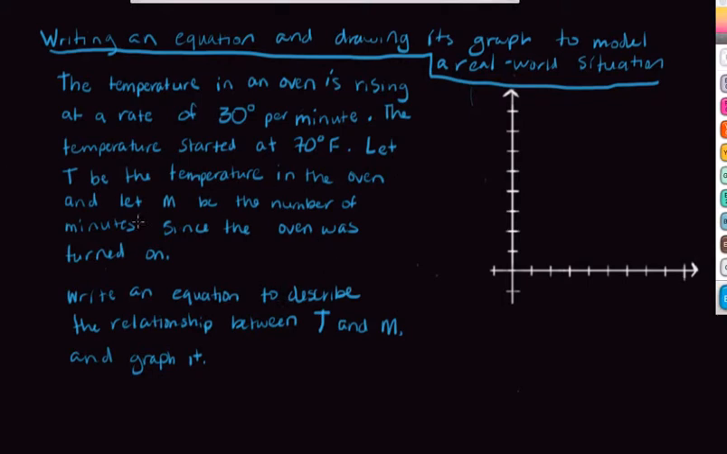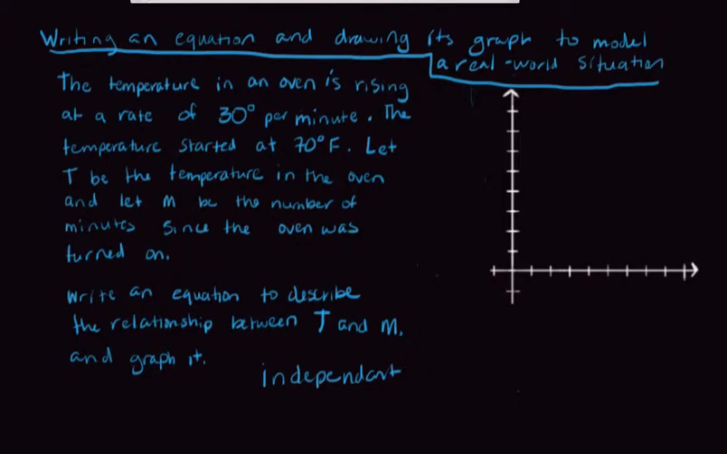So let's take a look at what we might be looking at here. So we have these two variables. We have T being the temperature and M being the number of minutes. Now, one thing we want to consider is which one of these is the independent variable and which one is the dependent variable. So an easy way to figure that out is which one depends on the other one. So does the number of minutes depend on the temperature in the oven, or does the temperature in the oven depend on the number of minutes?